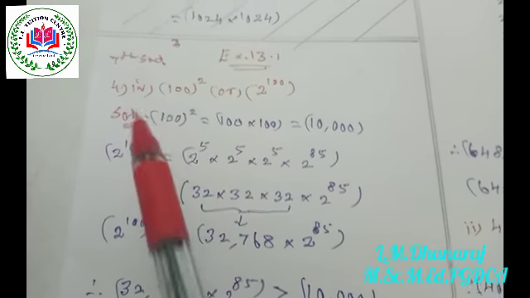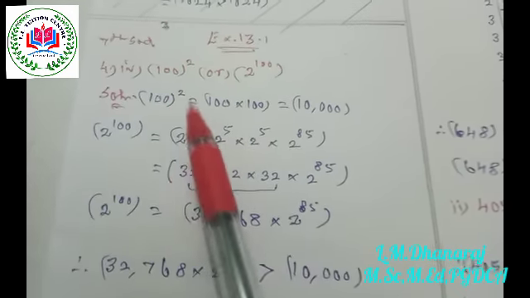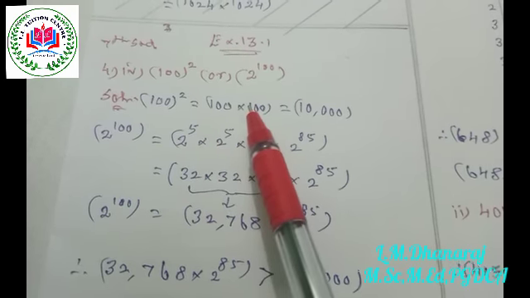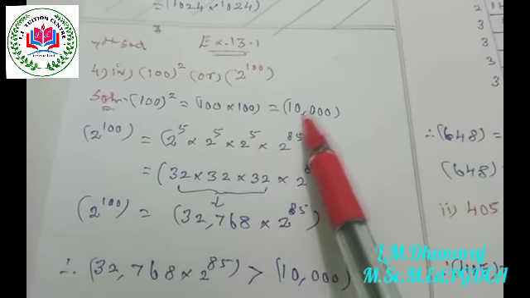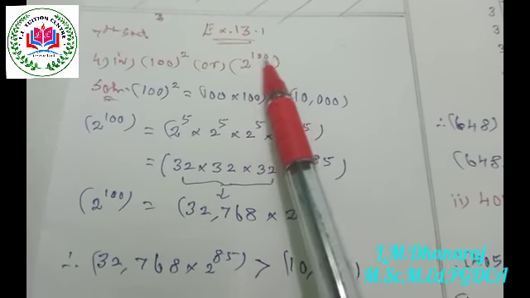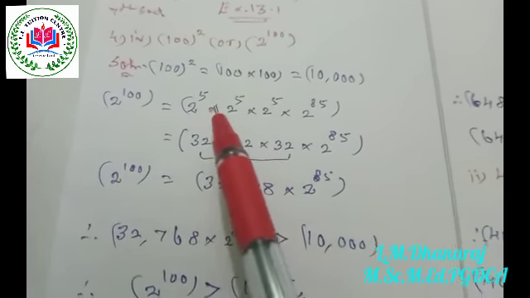Similarly for the fourth subdivision, 10 power 2 or 2 power 100. So 10 power 2 is 100 into 100 power 2. So 100 into 100, that is 10,000. Next, 2 power 100 means this 2 has to be multiplied by 100 times. So this is quite impossible.